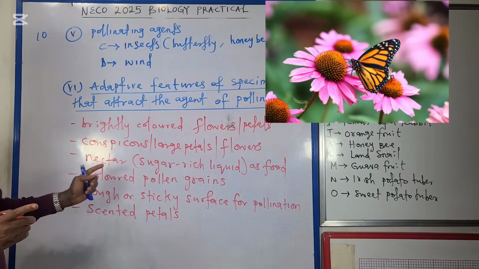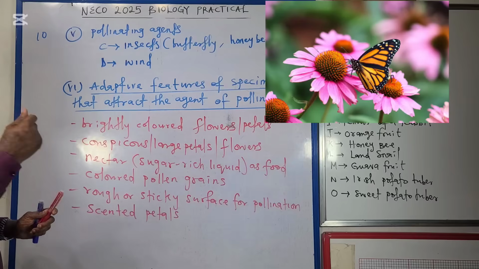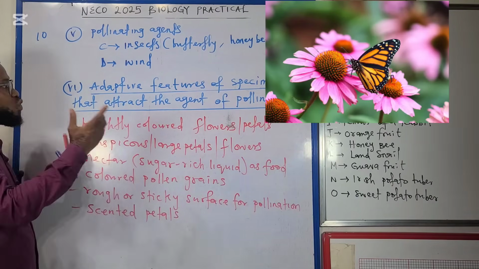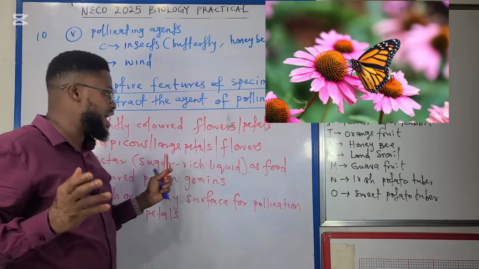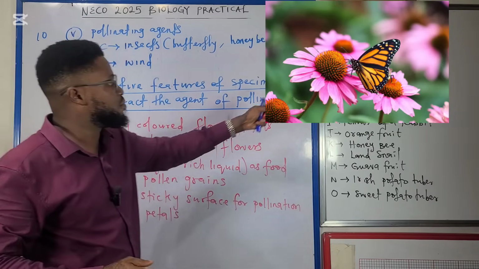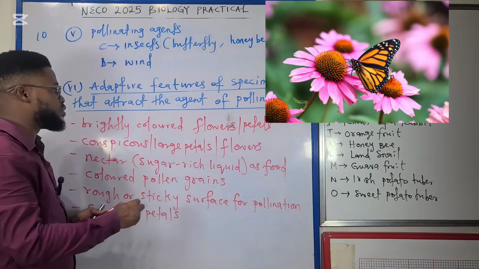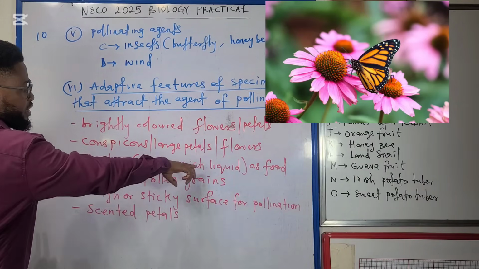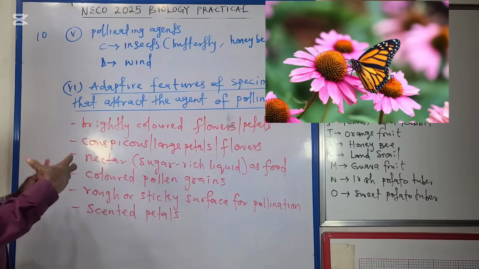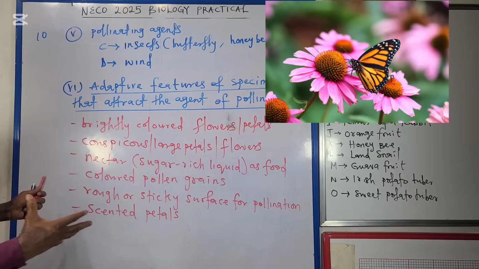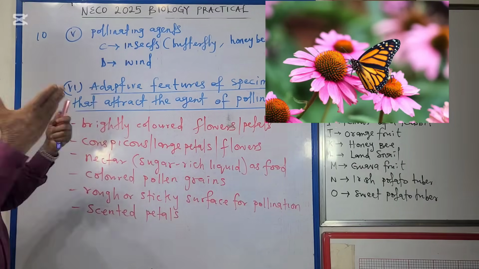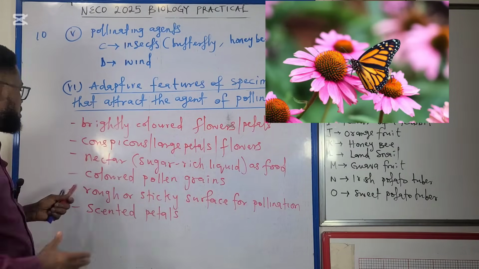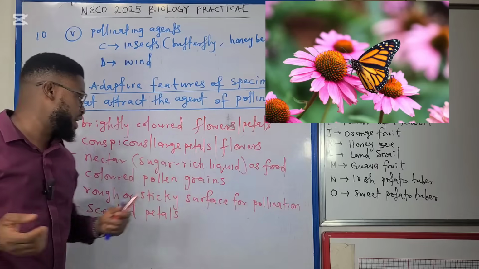Then 3. Nectar. The flower secretes a sugary rich liquid called nectar, which the insects see as food. In fact, even butterflies, when they get there with their proboscis, suck the sugary liquid called nectar as food. So that is why those insects are always coming to the brightly colored flower, not just for the color alone, but for the fact that they are going to get food.